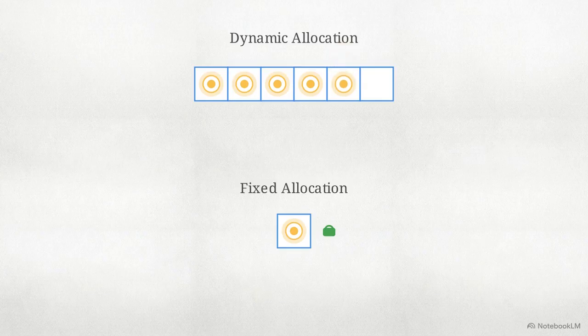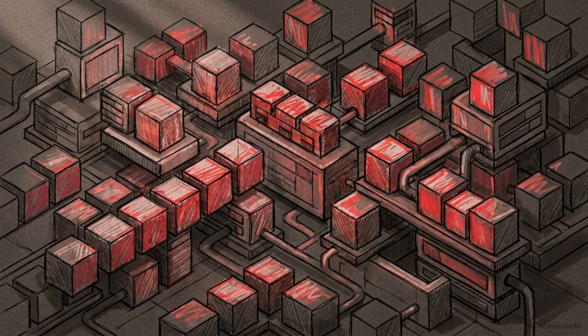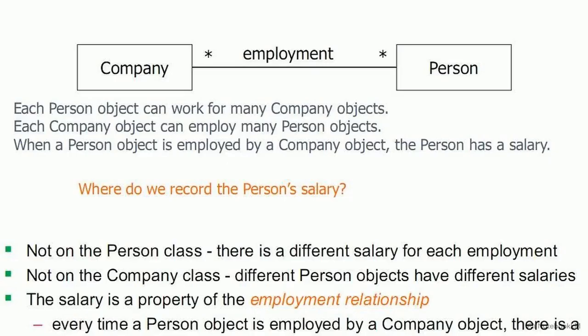A single asterisk placed on a diagram commits the running application to dynamic memory overhead and active list management. This diagram presents a specific modeling dilemma. When a person is employed by a company, they receive a salary. But recording that salary becomes problematic if the person holds multiple jobs at different companies simultaneously.